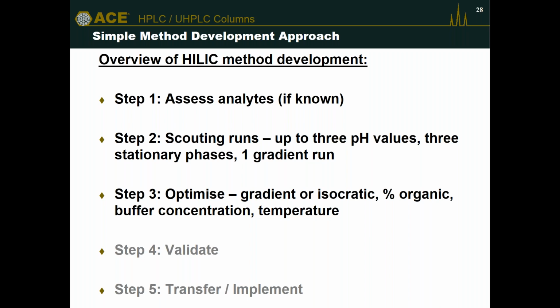Step 3 is your optimization. Should it be gradient or isocratic analysis? Do you want to tweak your retention properties through your percentage organic? Do you want to modify the buffer, the temperature, and so on? And then typically, depending on the industry you're in, you would then validate your method, and then you would perform sample analysis, or you would transfer the method somewhere else for sample analysis.